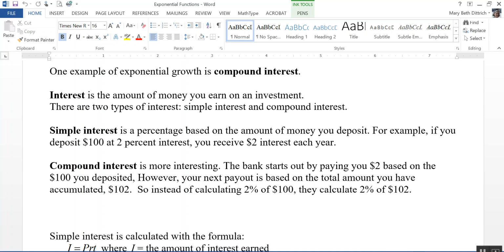Compound interest is a little more interesting. Sorry, no pun intended. The bank starts out by paying you the $2 based on the $100 you deposited. However, your next payout is based on the total amount you have accumulated, that is $102. So instead of calculating 2% of $100 every time, they calculate 2% of $102. And then after they add that 2% to 102, they calculate 2% of that number. So it continues to build and grow on itself.